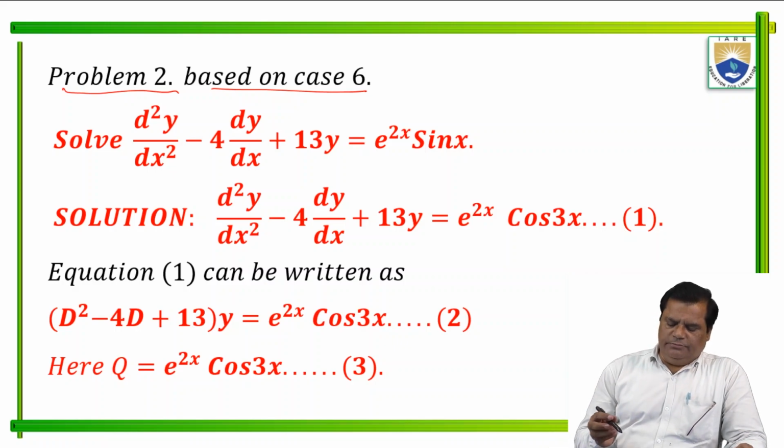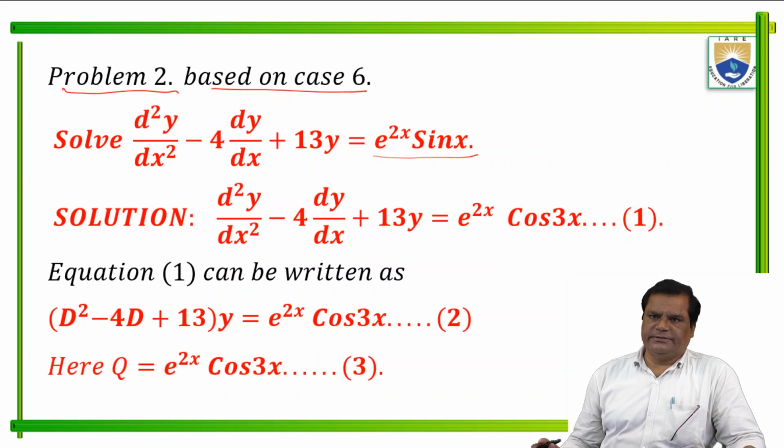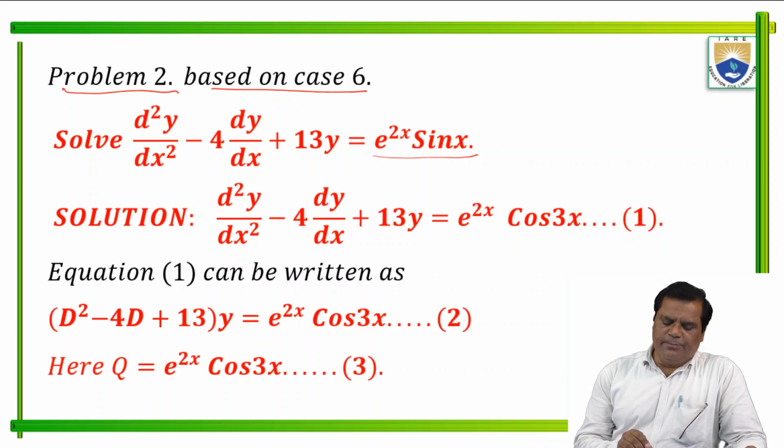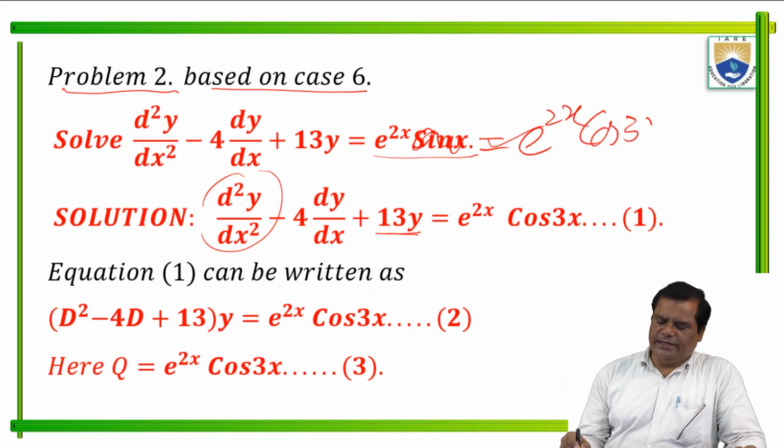Here is again d2y over dx2 minus 4 dy/dx plus 13y equal to e to the power 2x into sin x. So the numbers are changed but the question is the same. Solution: d2y over dx2 minus 4 dy/dx plus 13y equal to e to the power 2x and cos 3x, not sin x.